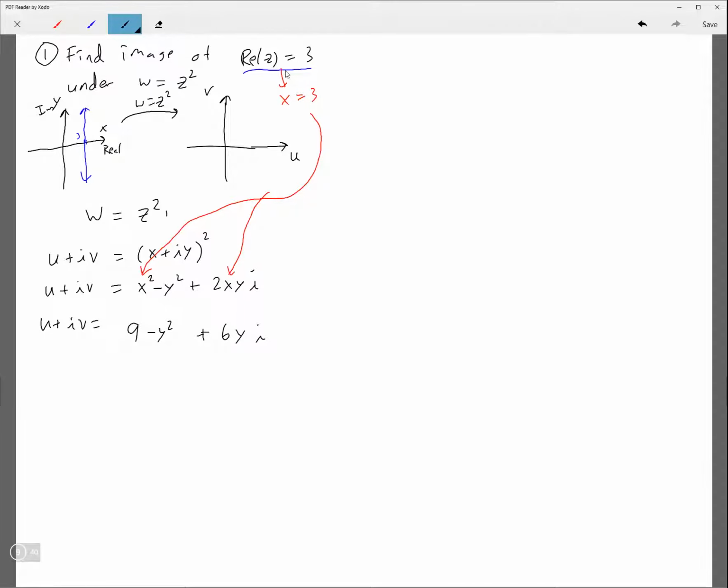So this condition right here eliminated all the x's from the equation. It's just the nature of what this was. Then you can equate the real parts and equate the imaginary parts, and you come up with that. So u is 9 minus y squared, and v is 6y, ignoring the i's. Essentially, if you have one complex expression being equal to another, the real parts have to match up, and the imaginary parts have to match up. So that's really two equations that you have right there, in real numbers.